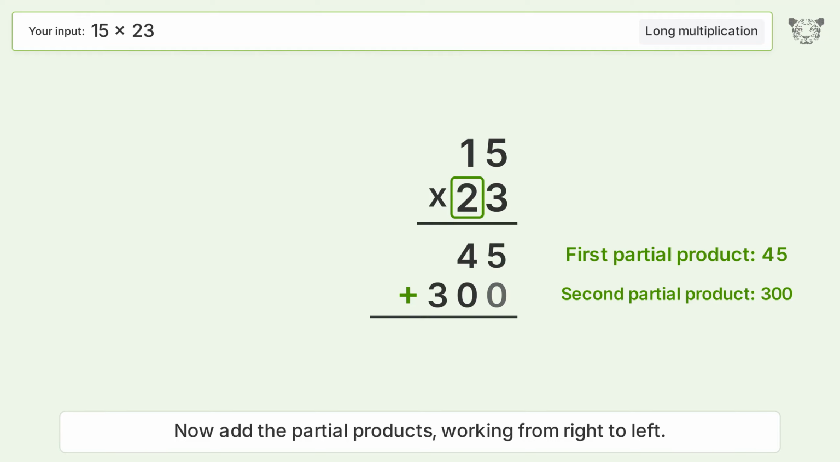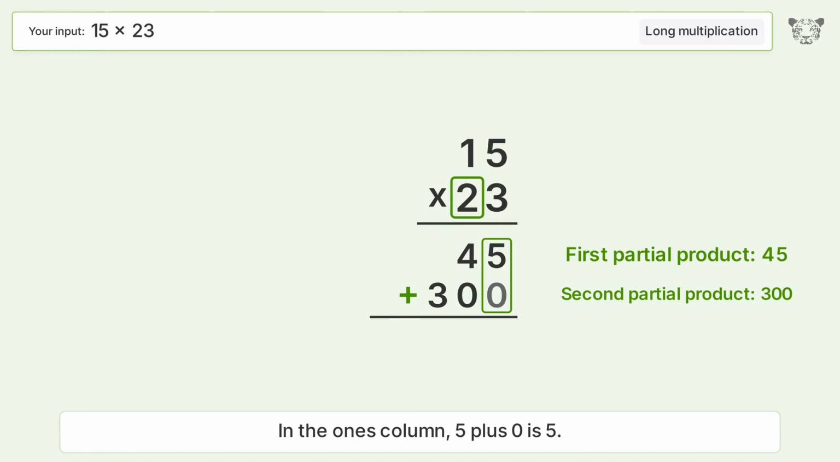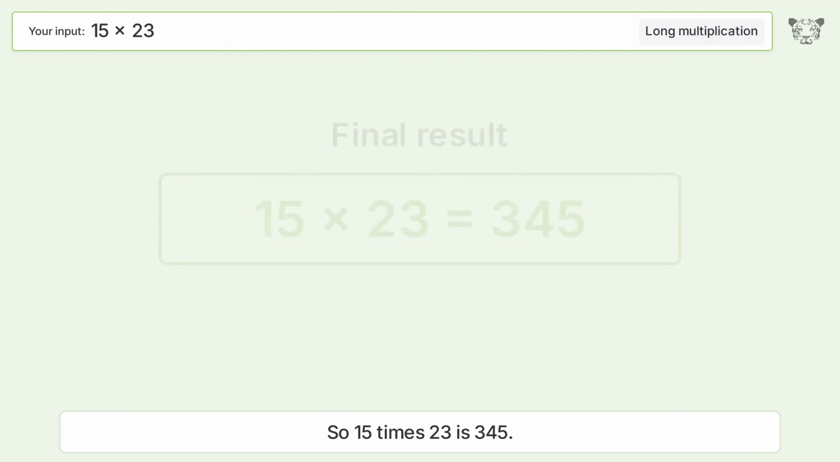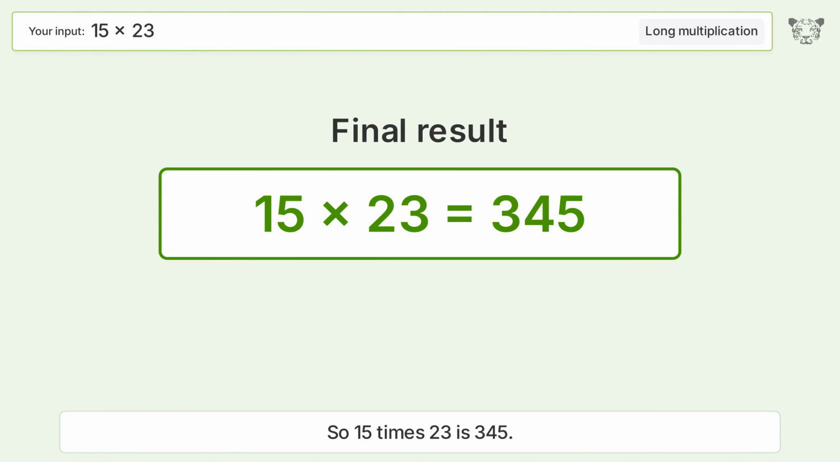Now add the partial products, working from right to left. In the ones column, 5 plus 0 is 5. In the tens column, 4 plus 0 is 4. In the hundreds column, bring down 3. The product of the whole numbers is 345. So 15 times 23 is 345.